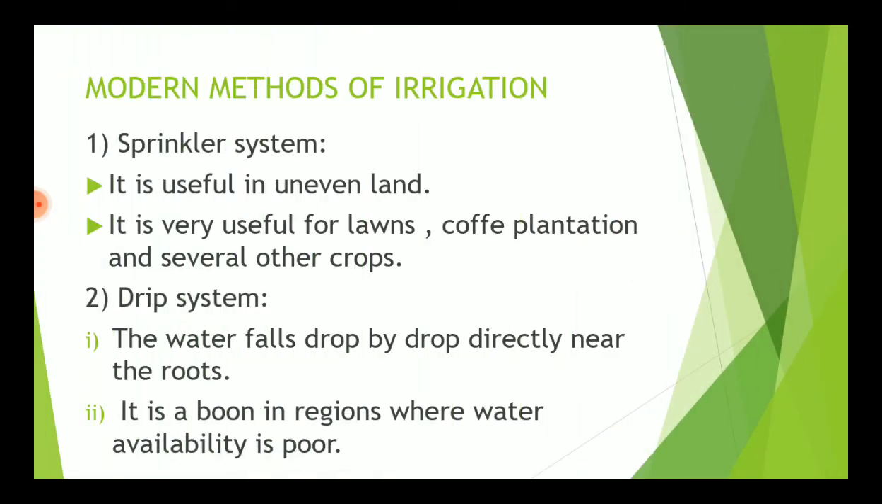Modern methods of irrigation. Sprinkler system. It is useful in uneven land. It is very useful for lawns, coffee plantation and several other crops. Drip system. The water falls drop by drop directly near the roots. It is a boon in regions where water availability is poor.